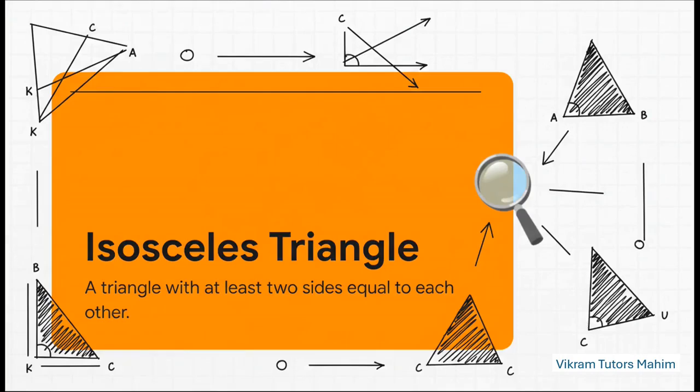Okay, first things first, let's get our official intel. The textbook definition says an isosceles triangle is any triangle that has at least two sides that are equal to each other. Remember that part. That simple rule is the master key that unlocks everything else we're about to talk about.